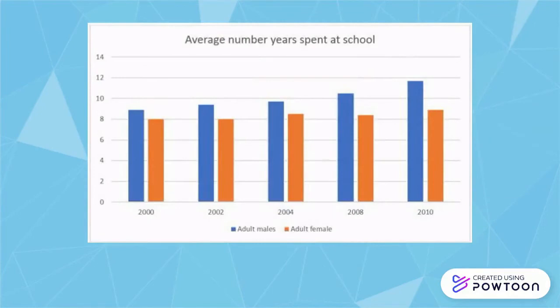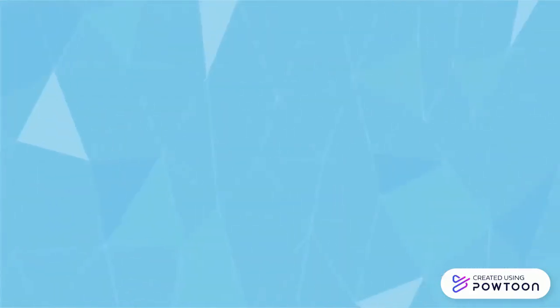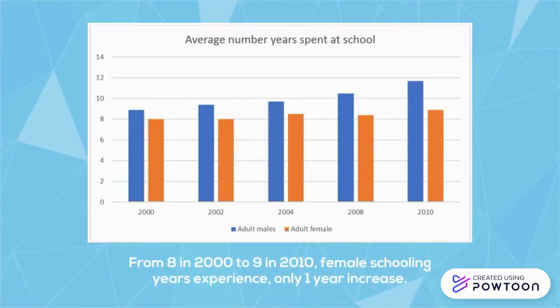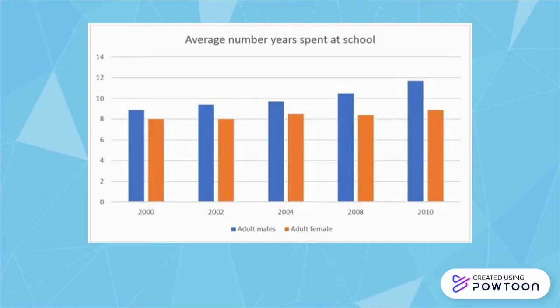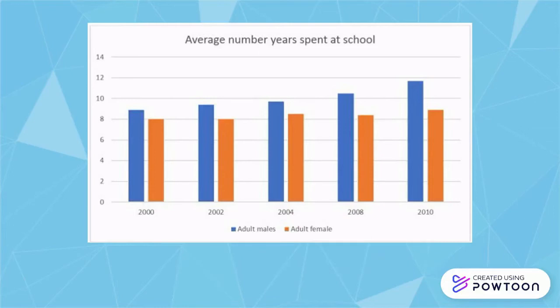Rising from 9 years in 2000 to 12 in 2010, adult males' schooling years increased by more than 30%. Meanwhile, on the other hand, adult females' number of years in school remained almost stagnant over time. From 8 in 2000 to 9 in 2010, female schooling years experienced only a 1 year increase, which was almost 20% less than males. However, the total annual number of both male and female average schooling years rose steadily over the 10 years.